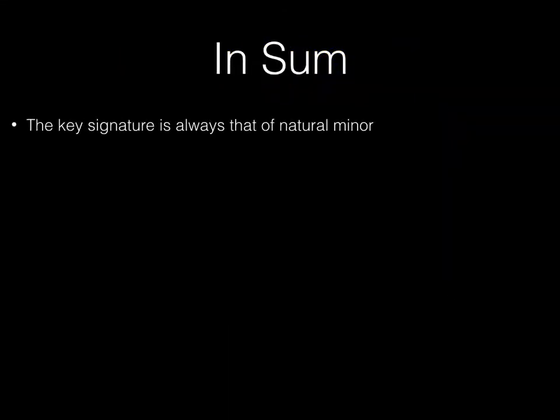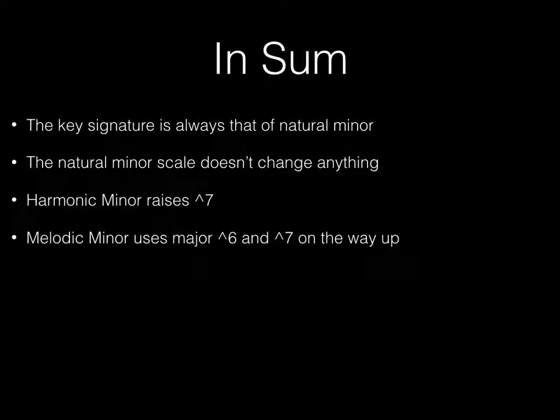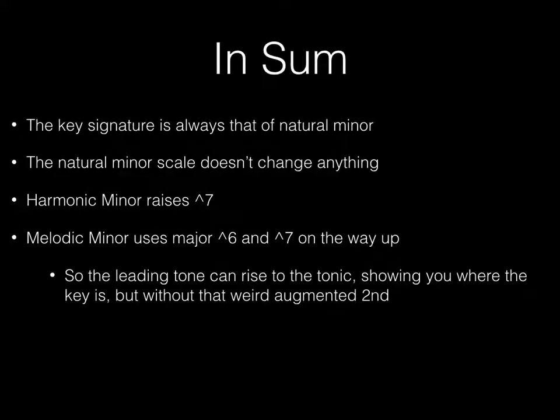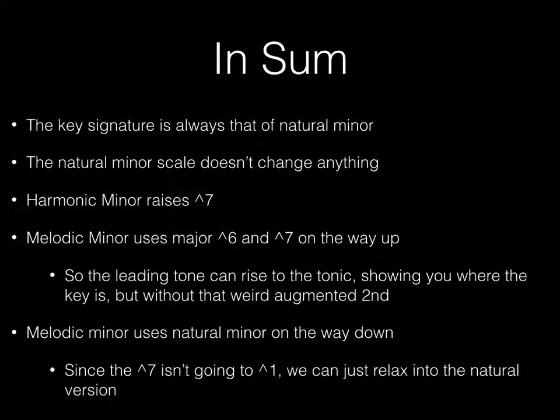So in sum, the key signature is always that of natural minor. The natural minor scale doesn't change anything about the key signature. Then harmonic minor raises 7, and melodic minor raises 6 and 7 on the way up, and this is so the leading tone can rise to the tonic, showing you where the key is, but without that weird augmented second between lowered 6 and raised 7. Melodic minor uses natural minor on the way down. And this is because since 7 isn't going to 1, we can just relax into the natural versions.